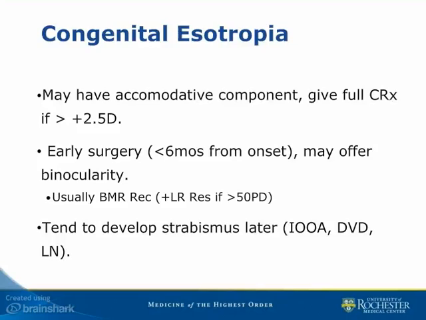Usually I'd perform a bilateral medial rectus recession and possibly add a lateral rectus resection if the deviation is greater than 50 prism diopters. These patients tend to develop subsequent strabismus, including inferior oblique overaction, dissociated vertical deviation, and latent nystagmus.